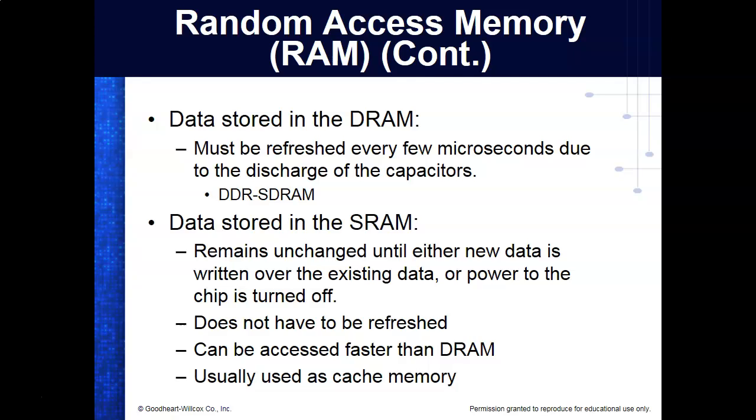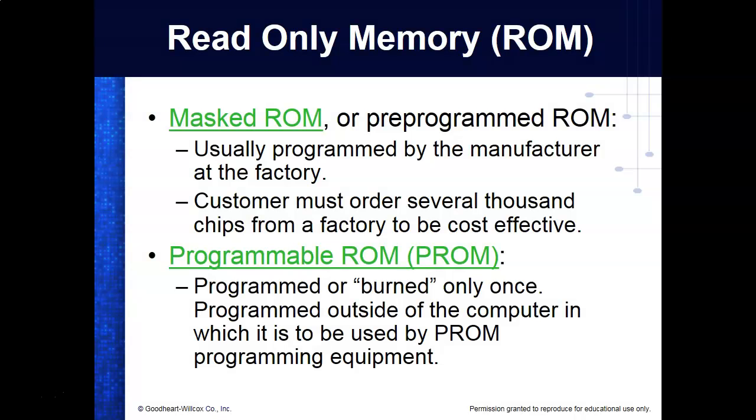Data stored in SRAM remains unchanged until either new data is written over existing data or power to the chip is turned off. It does not have to be refreshed, can be accessed a heck of a lot faster than DRAM, and is usually used in the cache memory of them. So this is the difference of the two.